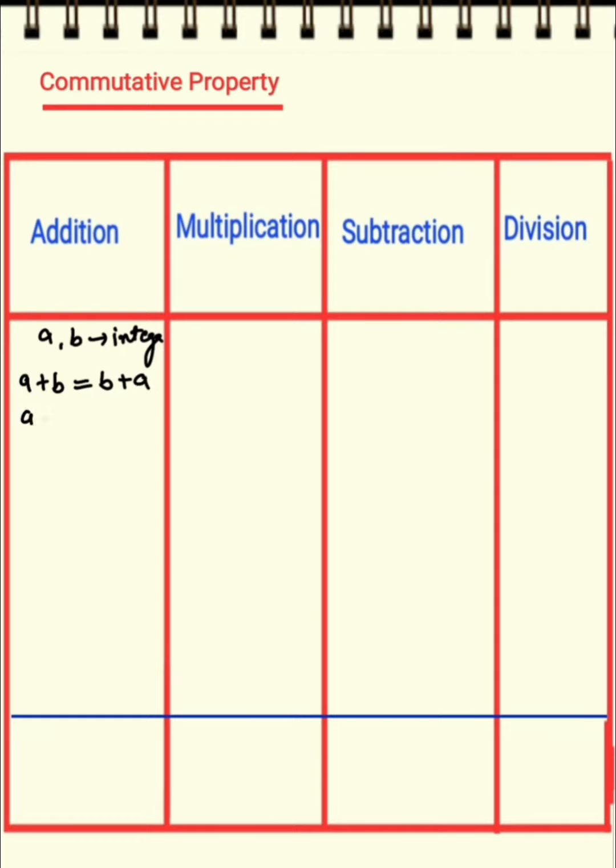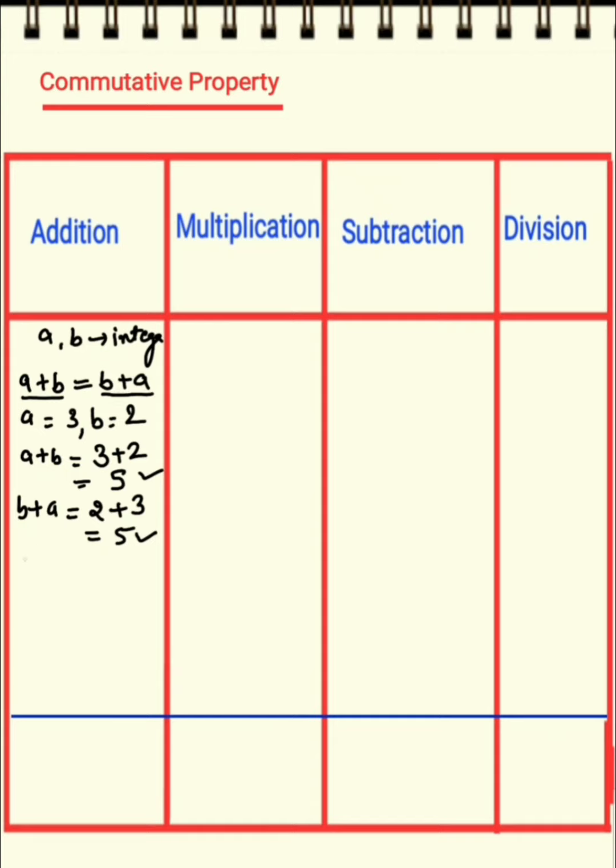So let's take a 3 and b 2. Then let's prove this thing. a plus b is equal to 3 plus 2, which is equal to 5, and b plus a is equal to 2 plus 3, which is also equal to 5. It means a plus b is equal to b plus a.